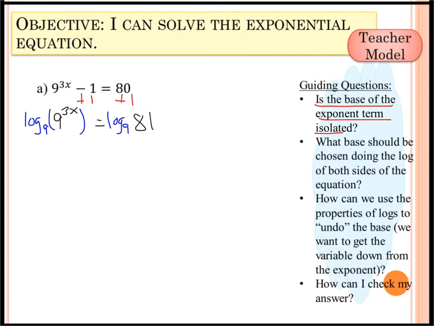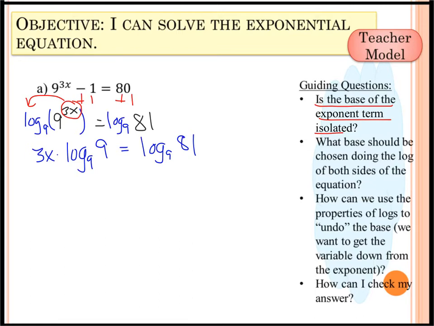Remember that there is that power property that says I can move the exponent down to the front of the log. So I like to think of these logs in terms of that. So let me just rewrite this for a second. So we've got 3x that's going to be multiplying my log base 9 on 9, and that's going to be equal to log base 9 on 81.